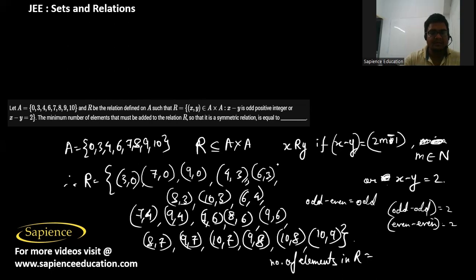4 and 3 we can take, 6 minus 3 we can take, 7 minus 3 we can't take, 8 minus 3 we can take, 10 minus 3 we can take, 6 minus 4 we can take, 7 minus 4 we can take, 9 minus 4 we can take, 7 minus 6 we can take, 8 minus 6 we can take, 9 minus 6 we can take.